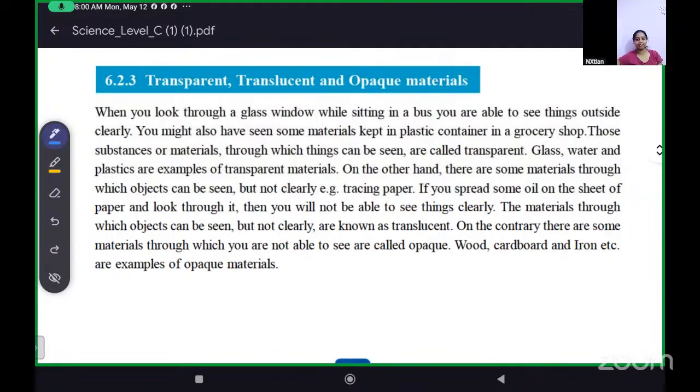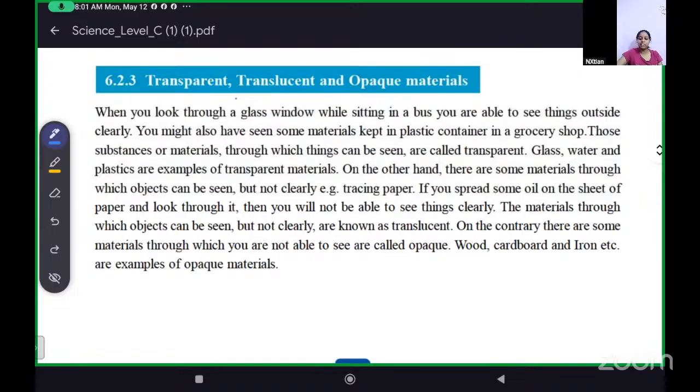So I was saying that some materials you can directly see through. They are fully transparent, meaning light passes through them completely, and things are visible to you from the other side of the glass completely. Those are transparent materials.